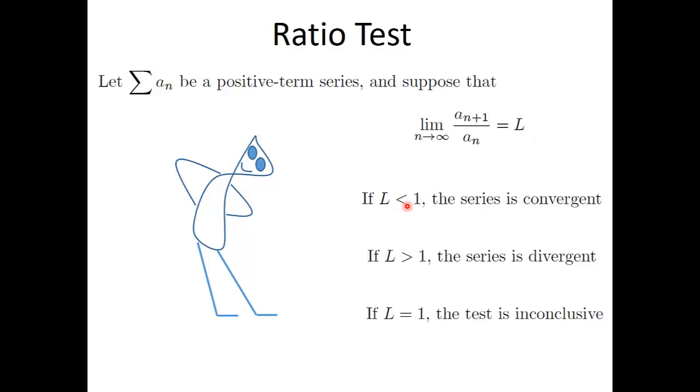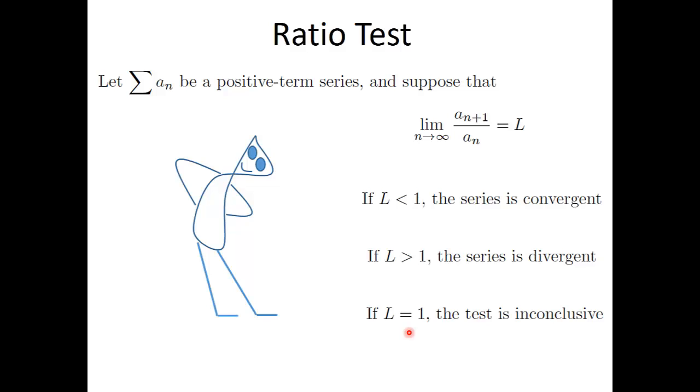Well, if L is less than 1, we're going to conclude that the series converges. If it's greater than 1, we're going to say it diverges. And if it's equal to 1, we say that the test is inconclusive. So we want to understand, well, why does this work?